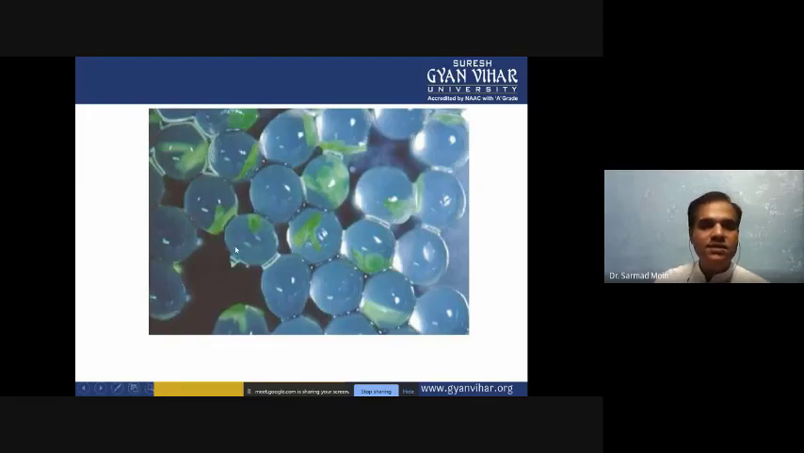Here you can see in the photograph many artificial synthetic seeds, and in the encapsulation you can see somatic embryos. Later, if you culture these somatic embryos in artificial media, they can produce plantlets.